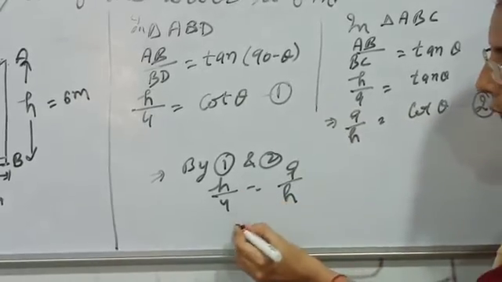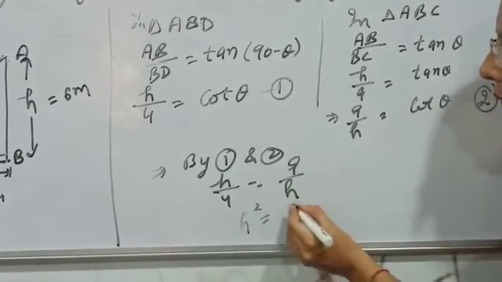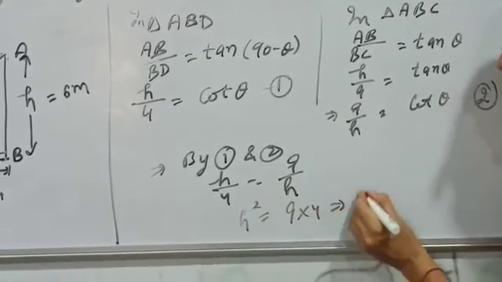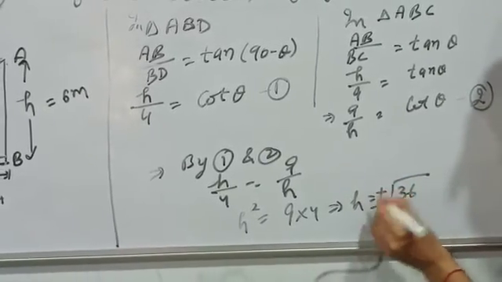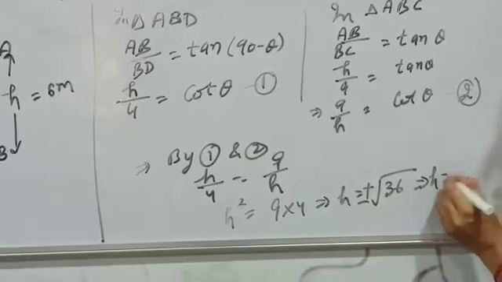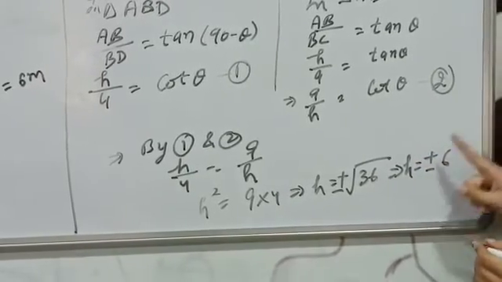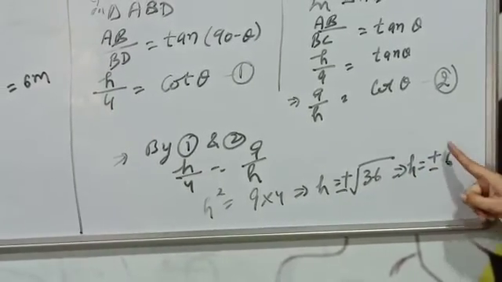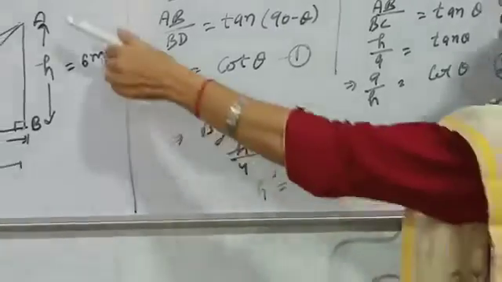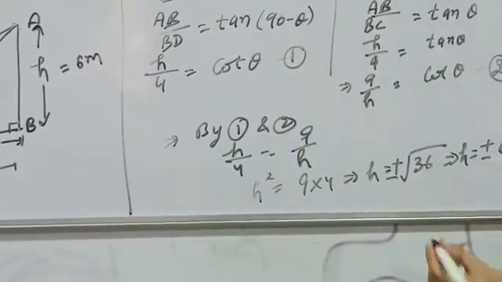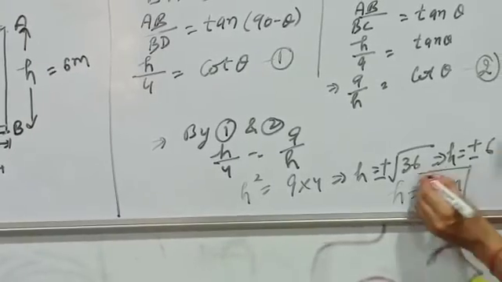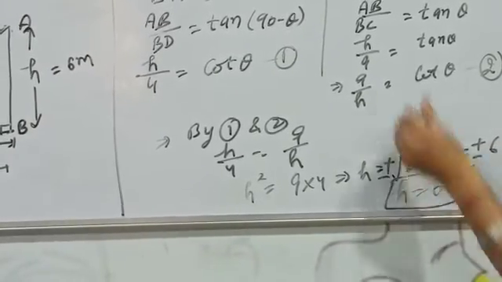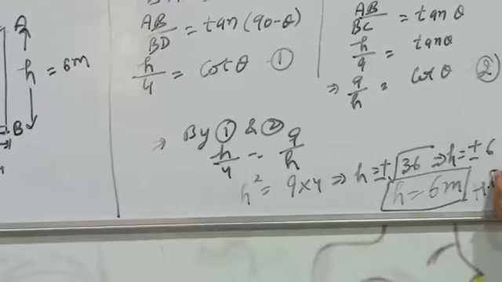Okay. So by cross multiplying, h squared is equal to 9 into 4. So we can say h is equal to the square root of 36, plus or minus. So h is equal to plus or minus 6. Here we get the h value as plus or minus 6. But it is the height of the tower, which is always positive. So we consider only the positive value, h is equal to 6 meters, which we had to prove. Hence it is proved.